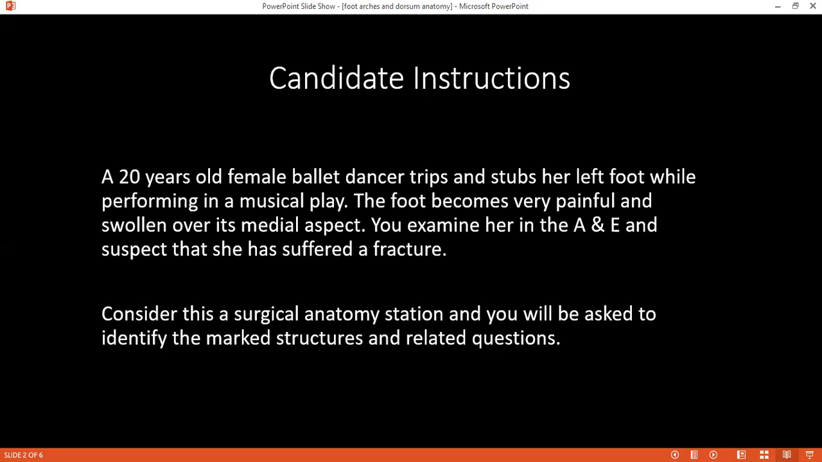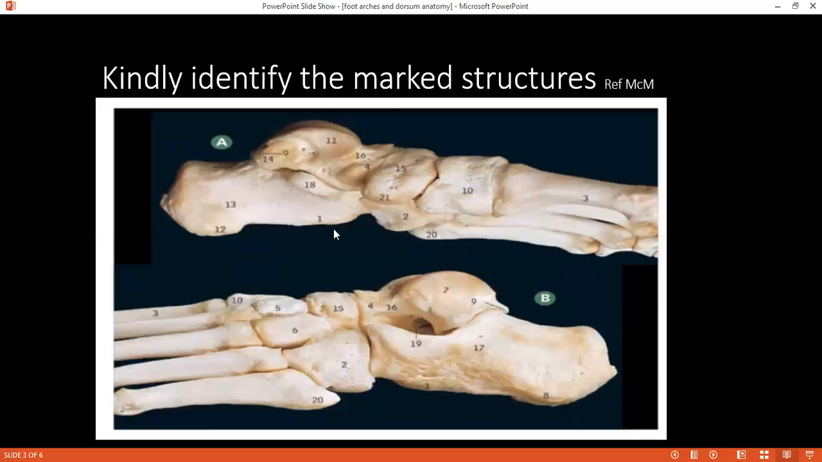Right, so if you have read and understood, considering it's a surgical and autonomous patient, kindly tell me what you are looking at. What is this image, A and B? This is the left foot. A is the medial aspect, and B is the lateral aspect.